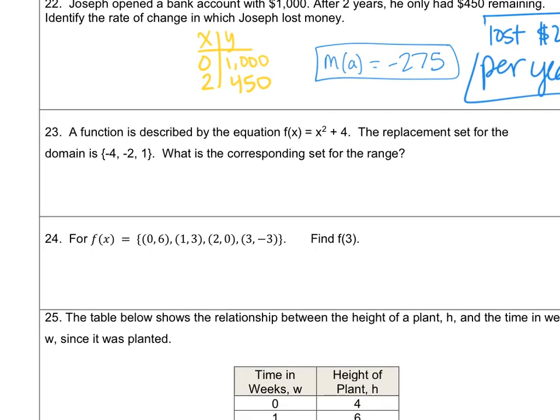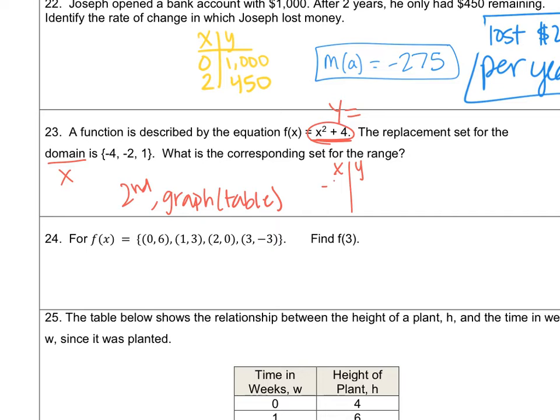Problem 23 tells me a function is described by this equation. The replacement set for the domain is -4, -2, 1. What is the corresponding set for the range? So remember, domain covers your x values. So what I can do in y equals is put x squared plus 4 into y equals, just like we did in Unit 4. So I'm putting this into y equals. I'm going to click second graph to see the table.